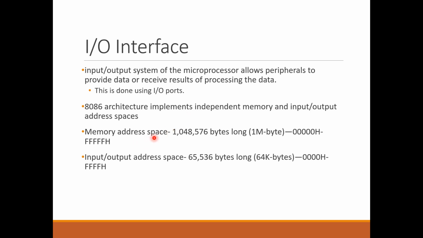The memory address space is 1 megabyte, which is 1,048,576 bytes, starting from this memory location to this memory location, expressed in hexadecimal, while the input output address space consists of 64 kilobytes, starting from this address to this address. So the 8086 microprocessor can access a memory or it can access input output address space.